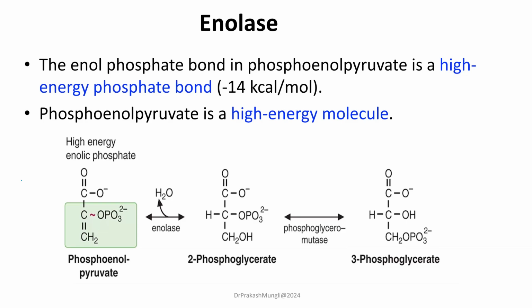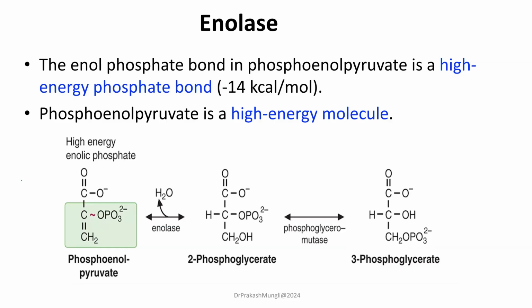Our next high yield enzyme is Enolase. What does this Enolase do? From the previous reaction, the conversion of 1,3-bisphosphoglycerate into 3-phosphoglycerate by phosphoglycerate kinase, substrate level phosphorylation, you got 3-phosphoglycerate. And that 3-phosphoglycerate will be converted to 2-phosphoglycerate.